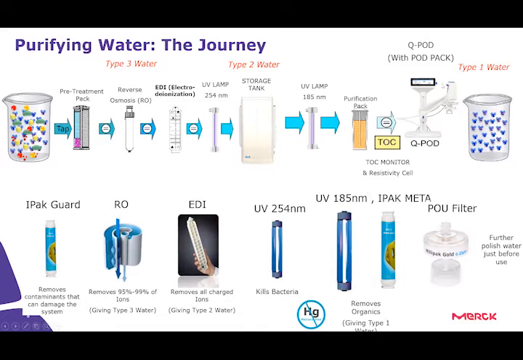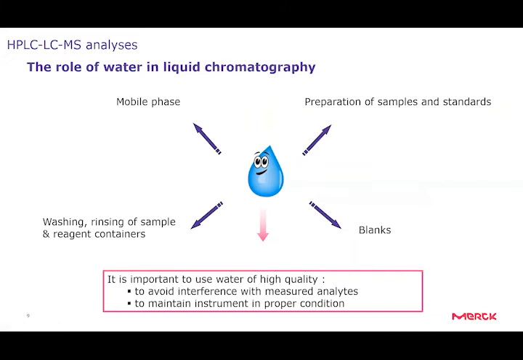to remove contaminations, followed by the final filter, which is the point-of-use filter, and it comes with a 0.2 micron membrane. Very fast, the role of water in liquid chromatography is for the mobile phase, preparation of the sample and standards, washing and rinsing of the sample and reagent containers, and also for the blanks. It is very important to use water of high quality to avoid interference with the measured analytes, as well as to maintain the instrument in proper working condition.